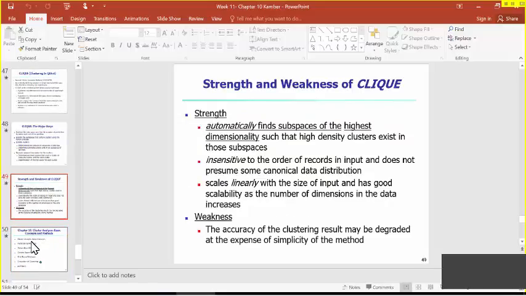The strength of CLIQUE is that it automatically finds subspaces of the highest dimensionality, it is insensitive to the order of the records, and it is scalable, with linear scalability. The weakness is that the accuracy of the clustering result may be degraded at the expense of the simplicity of this method.